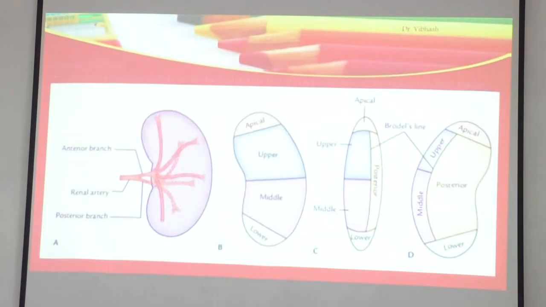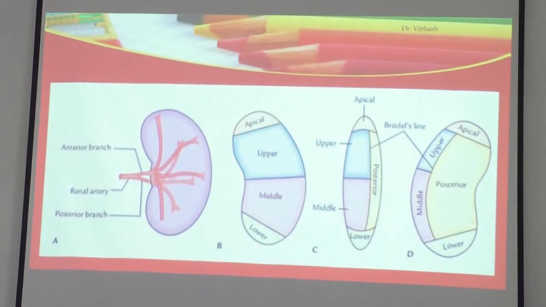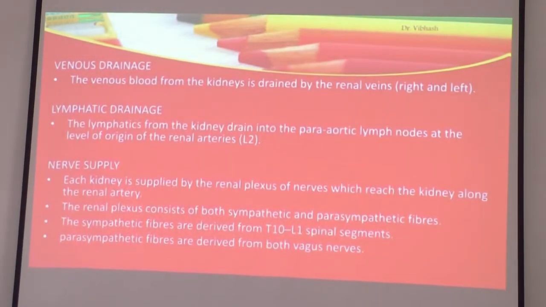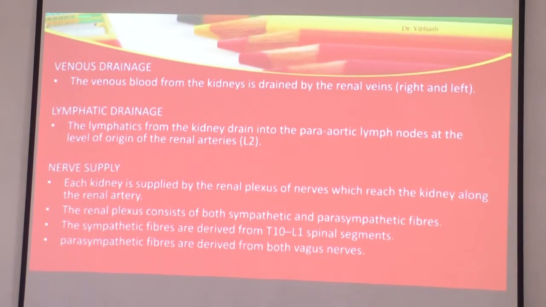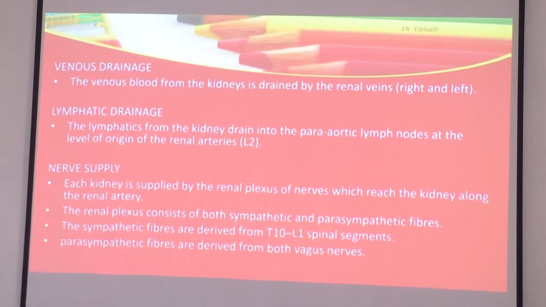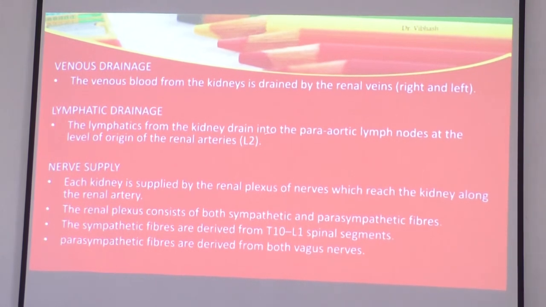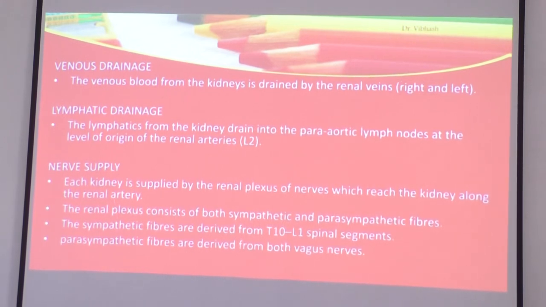Vascular segments have been discussed. These are the 5 segments: apical, upper, middle, lower, and posterior. Okay, you have seen this. Venous drainage: the venous blood from the kidneys is drained by the renal veins, right and left renal veins. Lymphatic drainage: the lymphatics from the kidney drain into the paraaortic lymph nodes at the level of origin of the renal artery, L2 level.